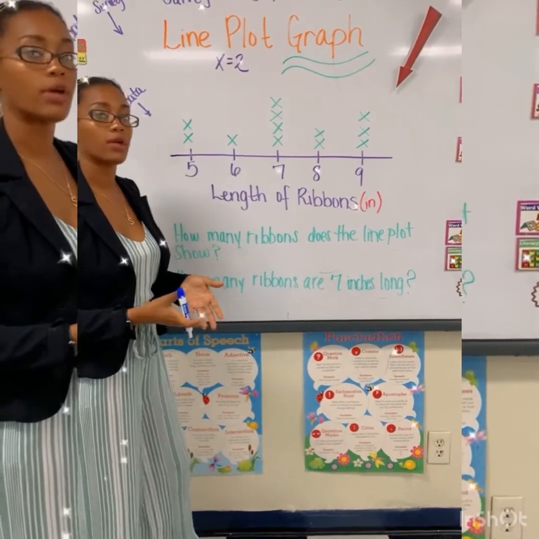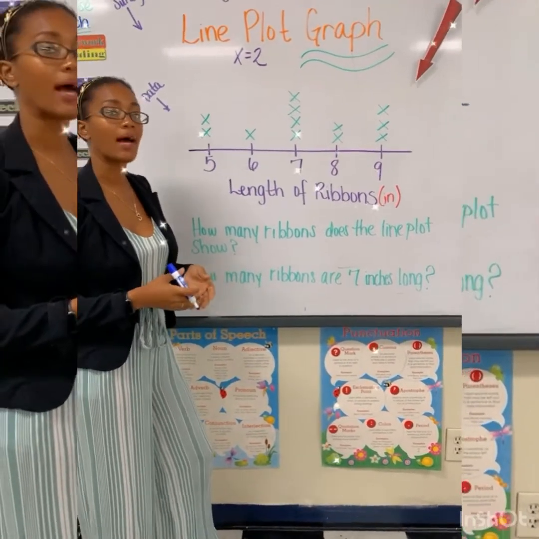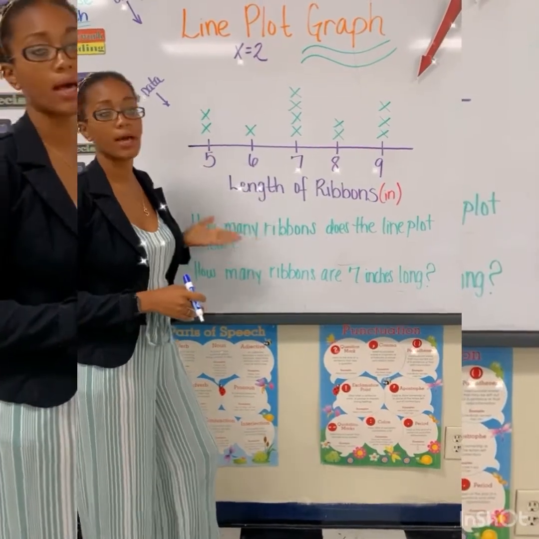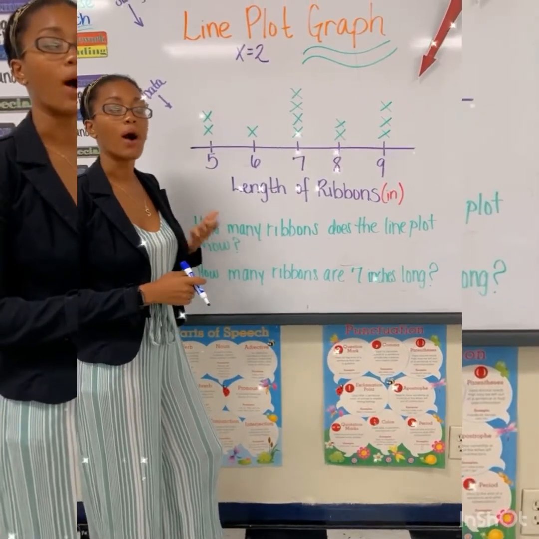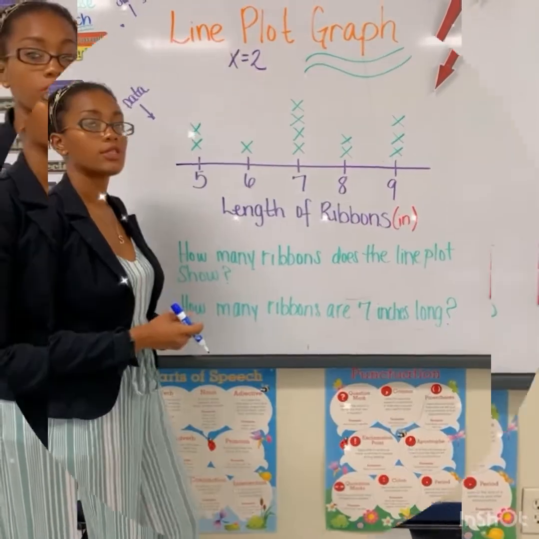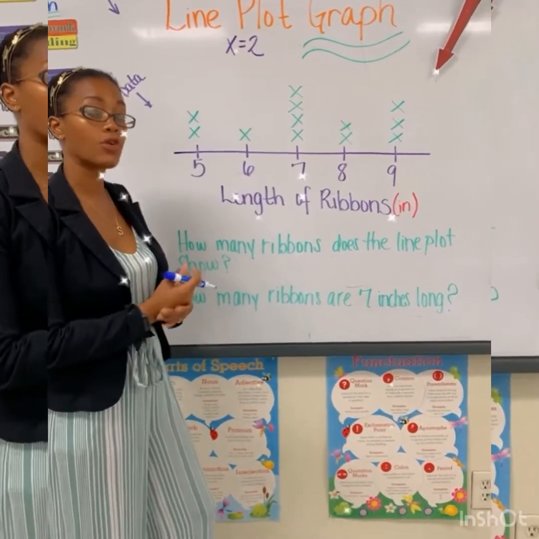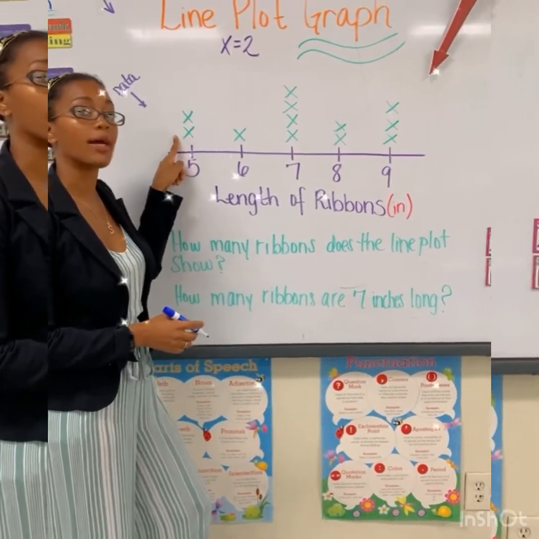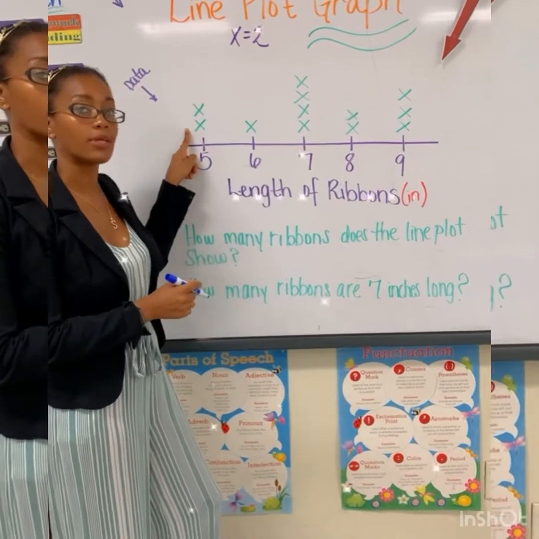Before I begin working on my line plot graph, I'm going to be asking myself some questions in my head. For instance, what is the line plot graph showing me? Why is it important to see what this X is equal to? So the first thing I'm going to do so I don't forget is to start counting the X's by 2s and then write my number on top.